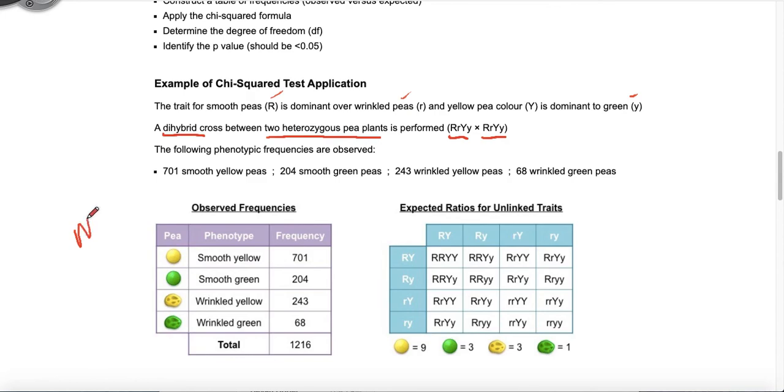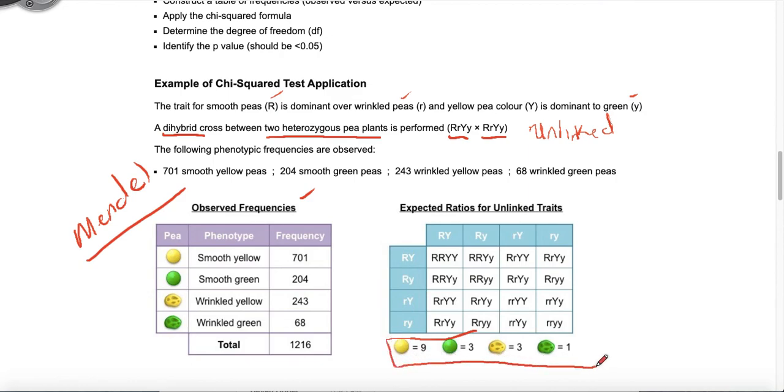So we know that Mendel observed these frequencies, right? And remember that I told you that anytime you have two heterozygotes being crossed, and it is an unlinked cross, the law of independent assortment happens, and you're always going to end up with a 9:3:3:1 ratio. That's going to be always, okay?